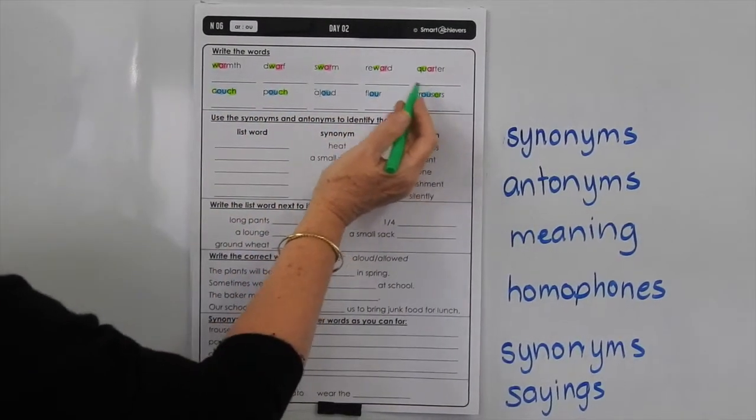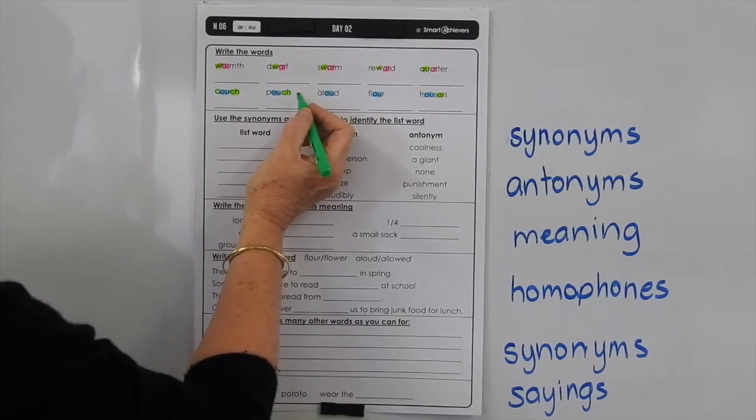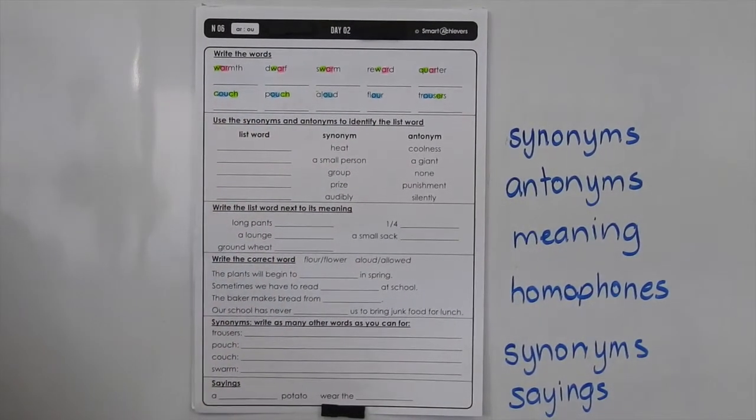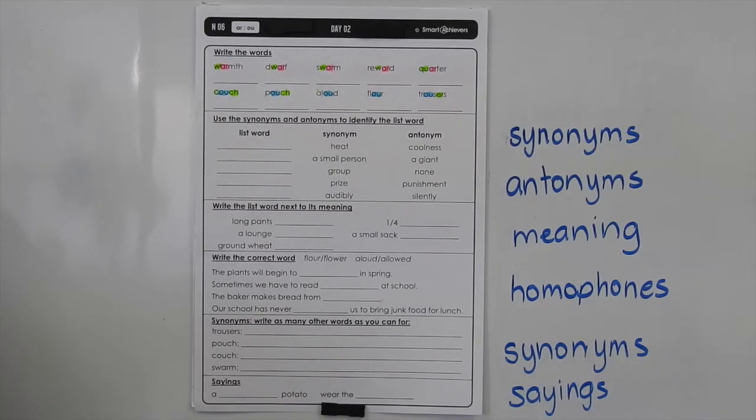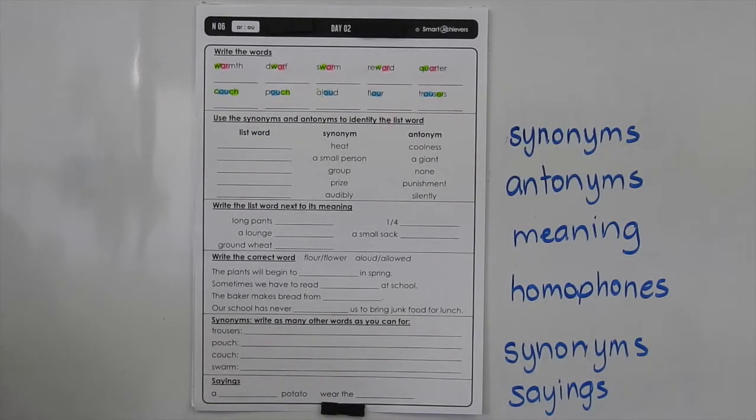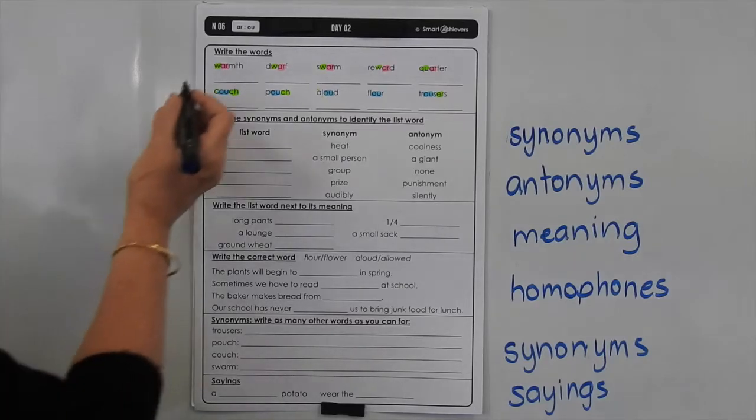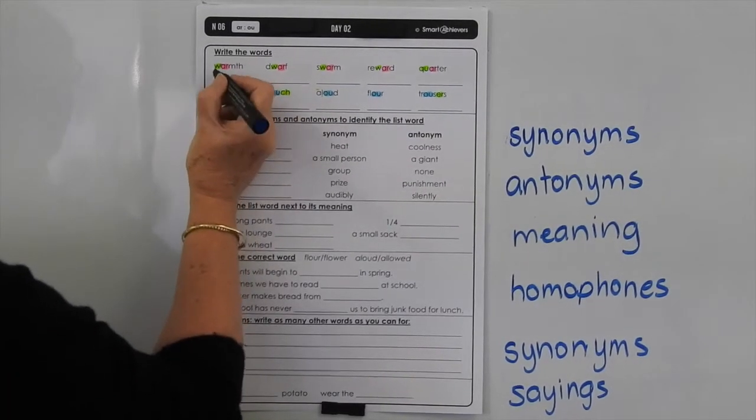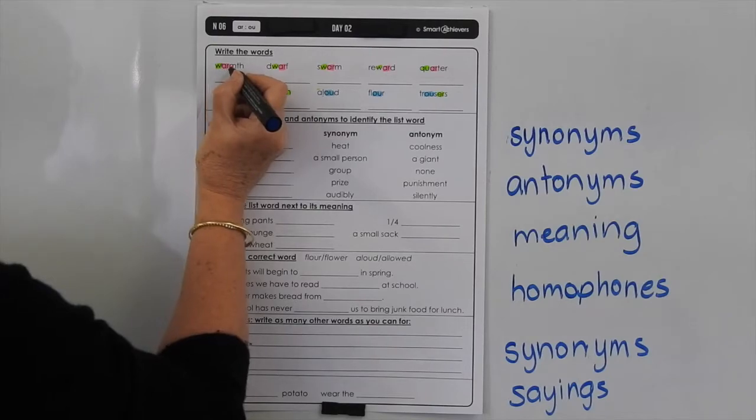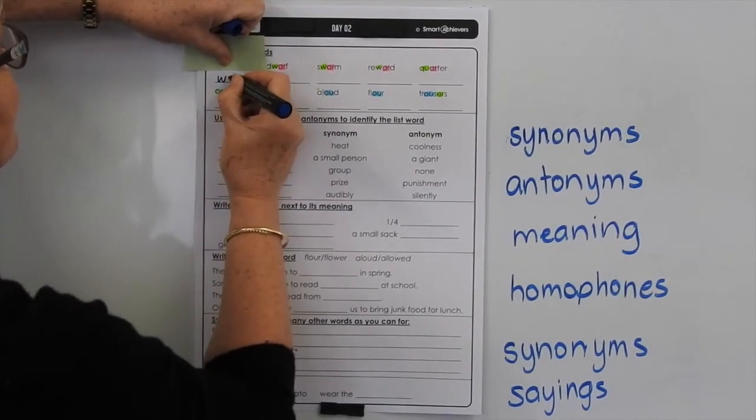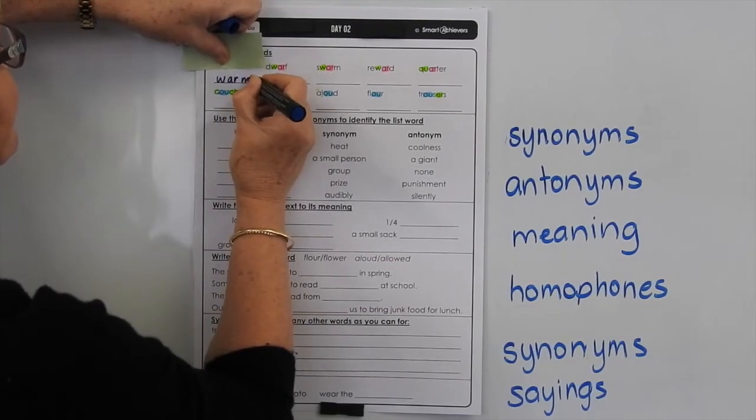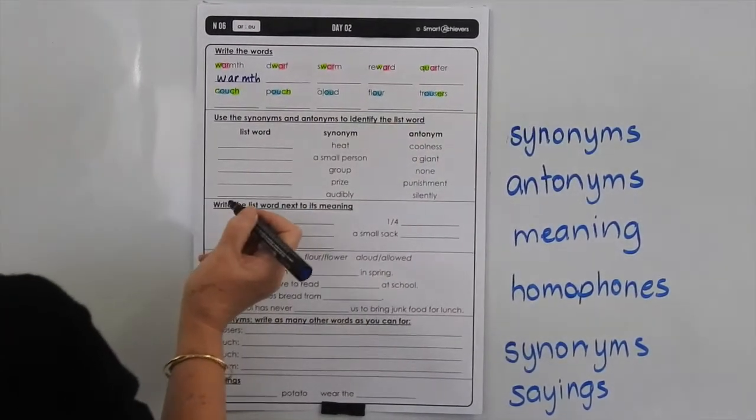So we talked about the meanings of these words yesterday, so let's just go straight into reading the words, sounding the words and spelling them and writing them. So we've got warmth, W-A-R-M-T-H. Cover it and write it, W-A-R-M-T-H. You can finish those on your own.